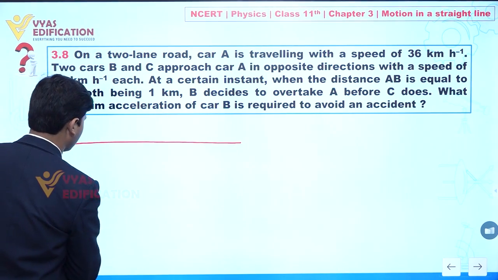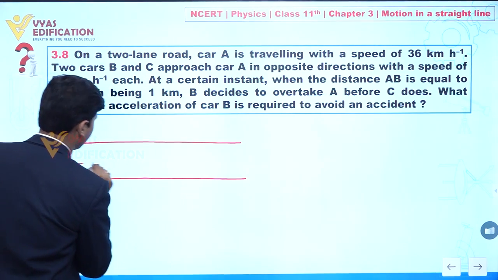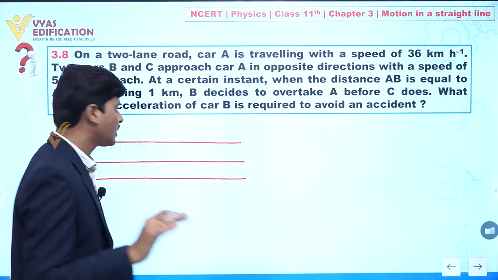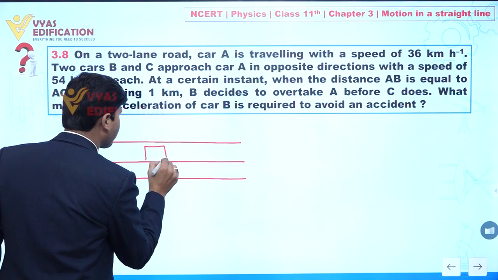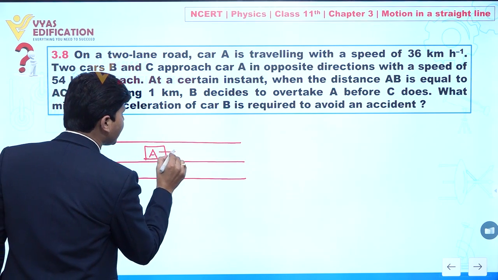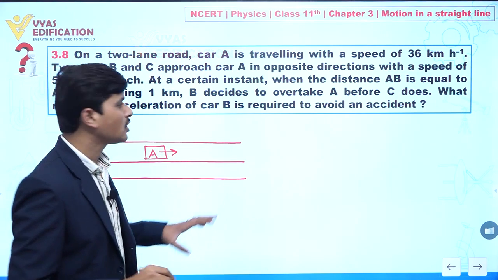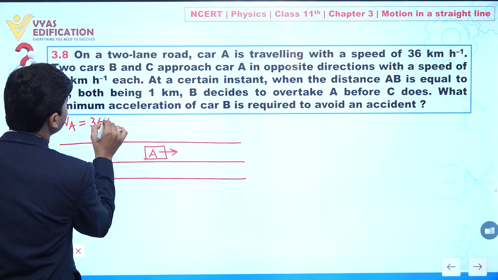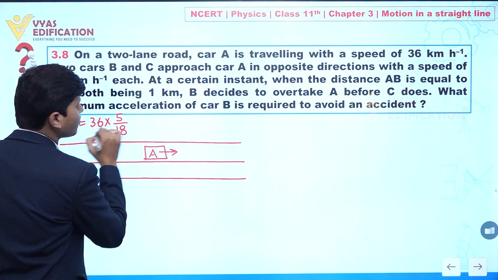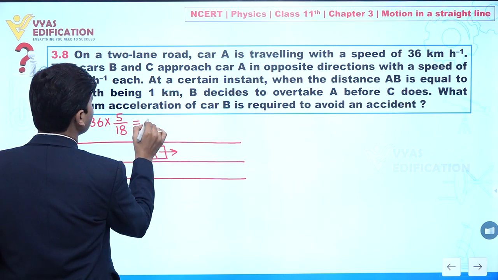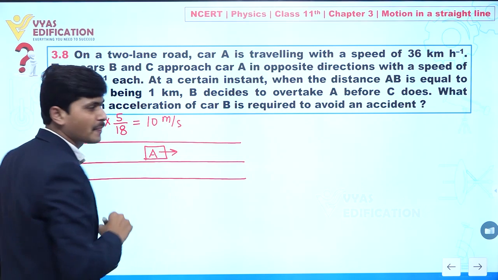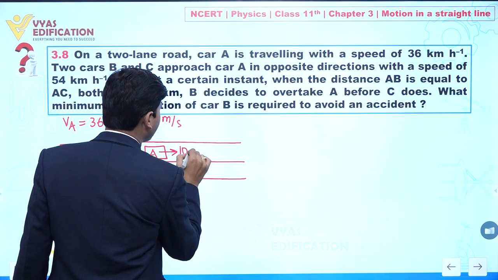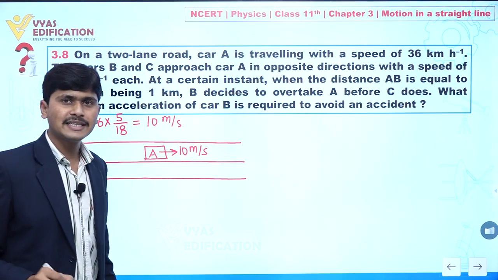Let's suppose this is a two-lane road. Clear? Here we have car A, and this car A is moving with the speed 36 km per hour. So I can write V_A equals 36 km per hour. We can convert this into meter per second, so this is equal to 10 meter per second. Clear? So this car is going with the speed 10 meter per second in this direction.